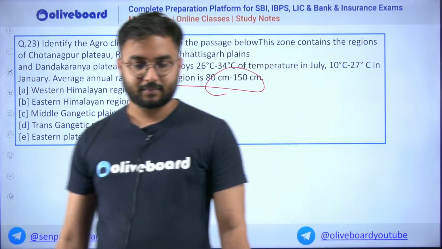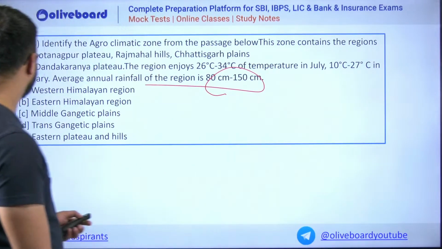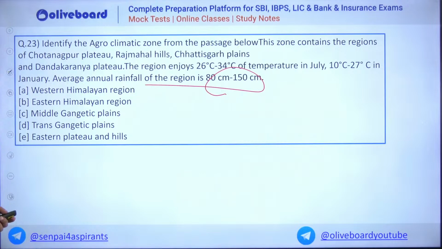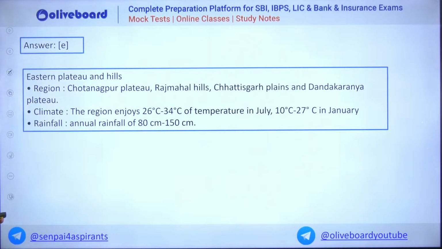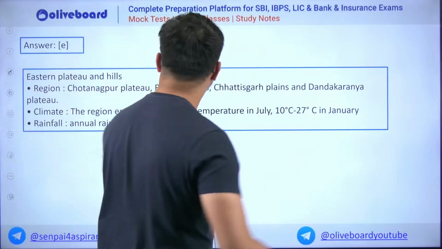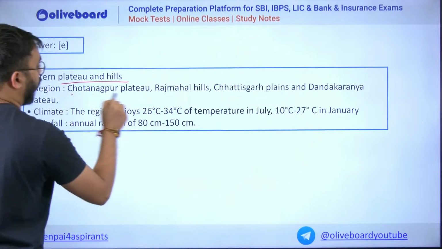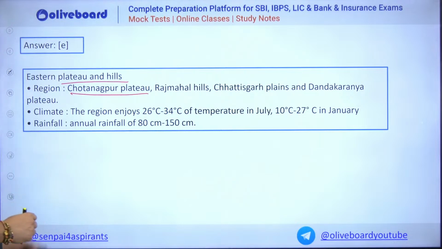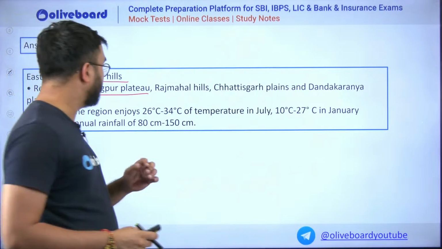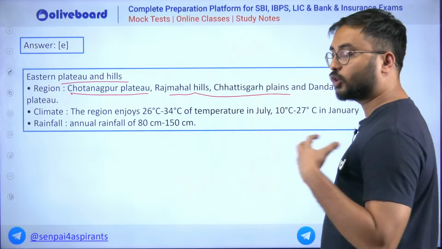Yes, guys. Eastern Plateau and Hills. So that's the correct answer. Very good, Wisdom. Very good, Birch. So here Eastern Plateau Hills is the correct answer. We are talking about important plateaus in the country. Chota Nagpur Plateau. Where does it come? Tell me. Rajmahal Hills, Chhattisgarh Plains. So this comes to the heart of India.